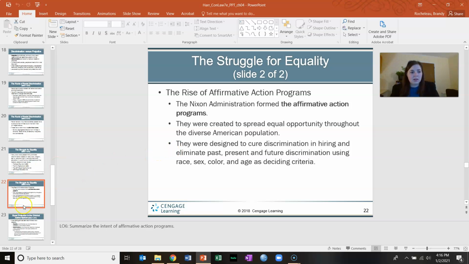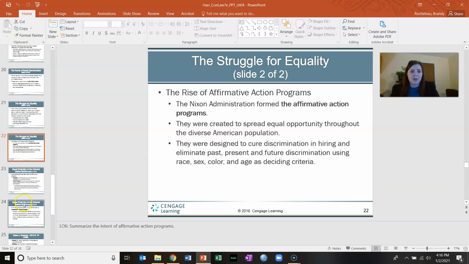We also saw, shortly thereafter, the Nixon administration form affirmative action programs with the goal of spreading equal opportunity throughout America. They were designed to remedy past discrimination and prevent future discrimination, using race, sex, color, and age as deciding criteria. Those should not be your deciding criteria.